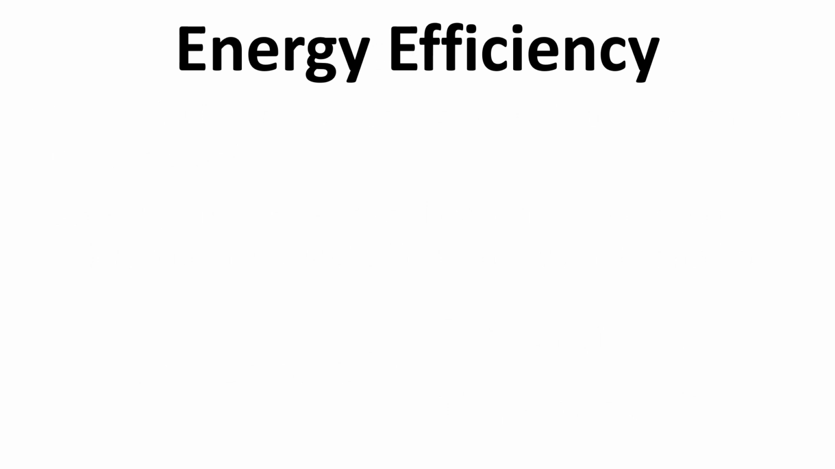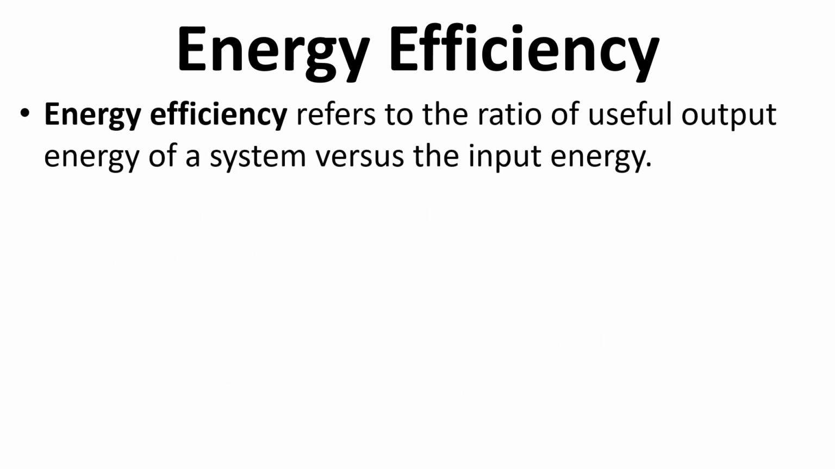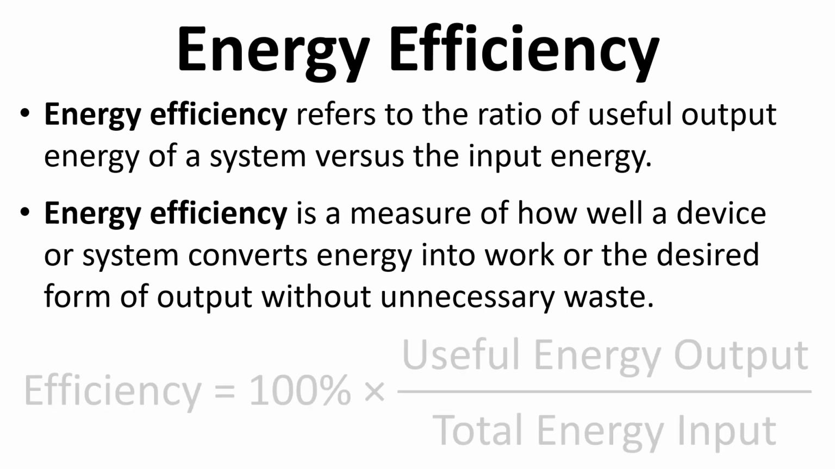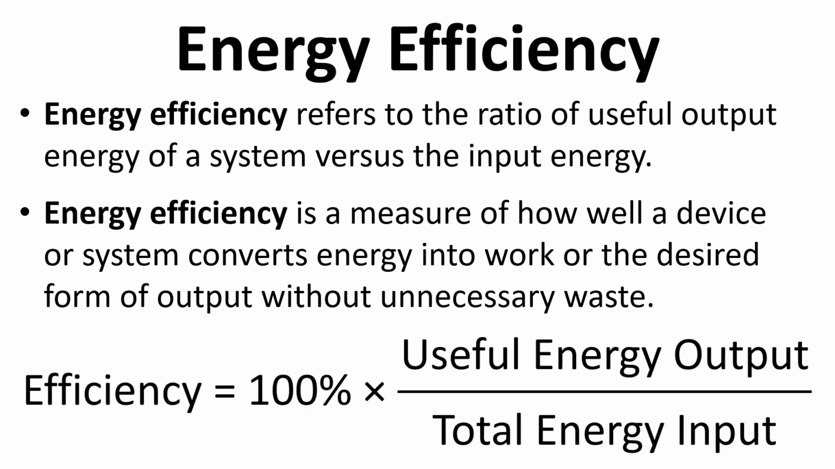The final topic then is energy efficiency, and this refers to the ratio of useful output energy of a system versus the input energy. And it's a measure of how well a device or system converts energy into work or the desired form of output without unnecessary waste. The equation that we use is efficiency equals 100% times useful energy output divided by total energy input.